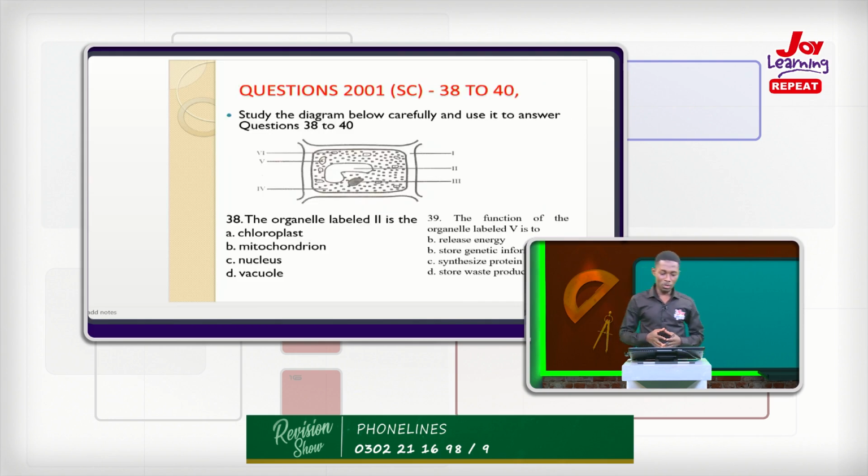Let's look at 2001 on cell. Now there is what came in the WASI. They were supposed to use it to answer questions 38 to 40. So on your screen, I just put the two below it so that you try to adjust to the space there. Study the diagram below.